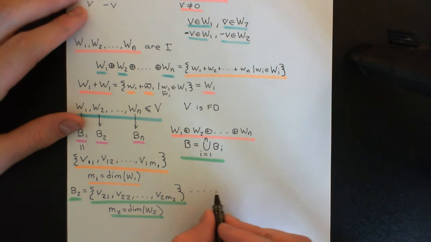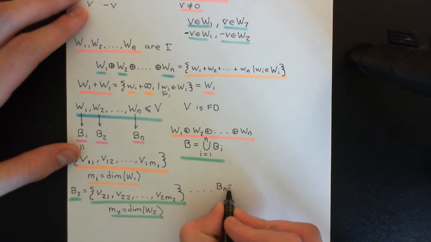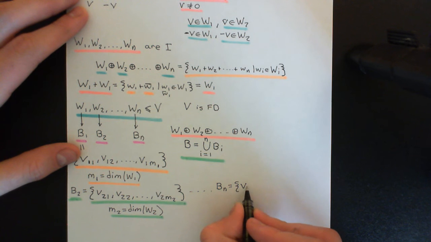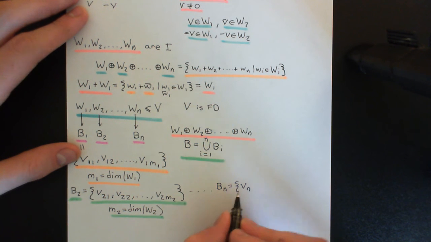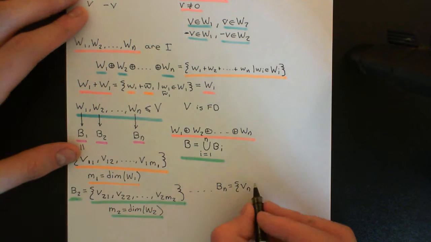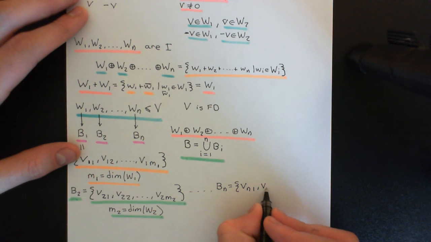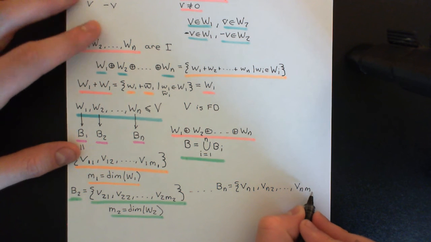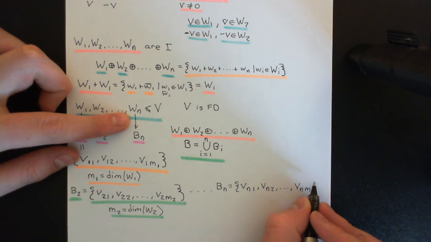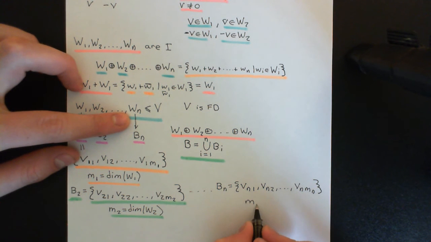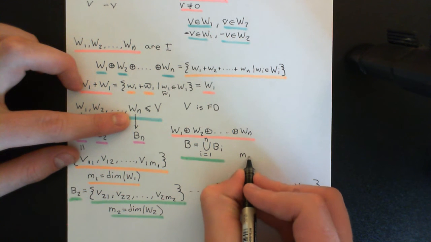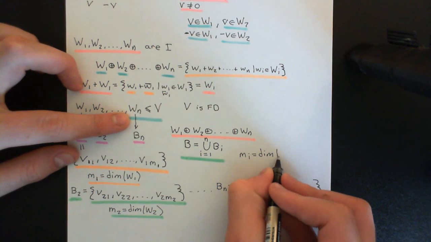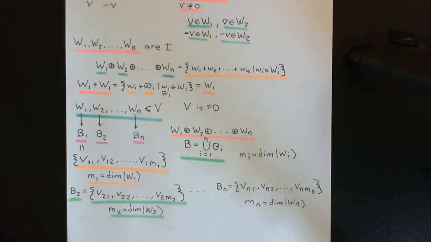Of course I can continue this on, all the way up until Bn. If I write Bn explicitly out, it will have v_{n,1}, v_{n,2}, and that will go all the way up to v_{n,Mn}, where I've moved the first subscript up to n because it's the basis for the vector space Wn. Mn here is the dimension of Wn. So more generally, Mi is equal to the dimension of Wi. That's how it works.